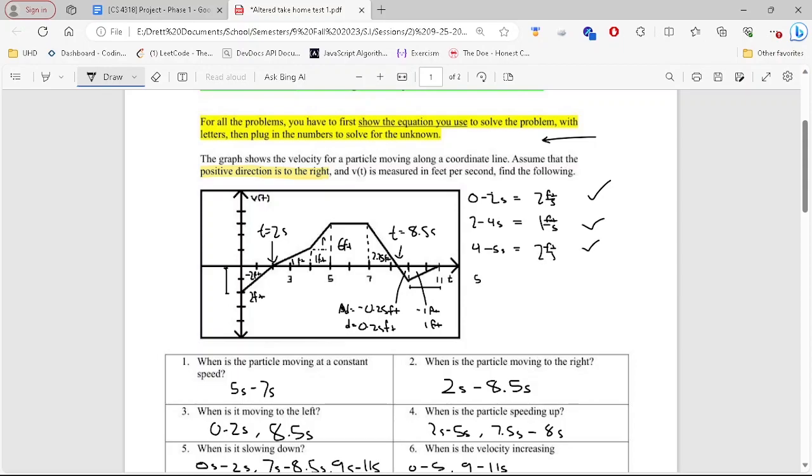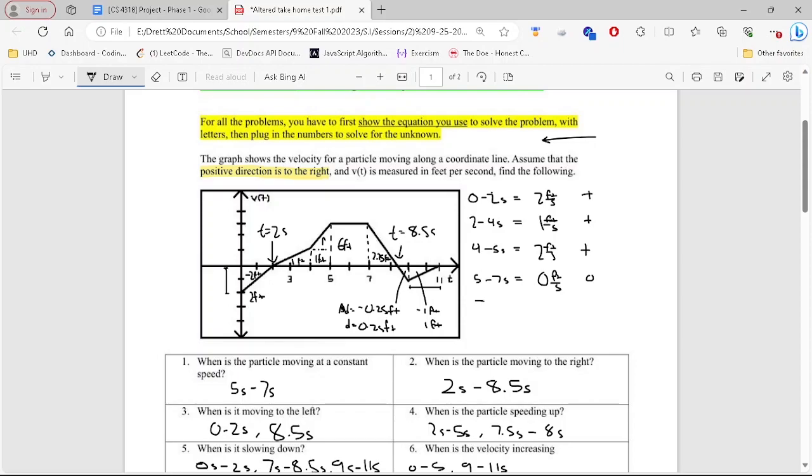Okay, so 5 through 7. At 7 seconds, the final velocity was 3. The initial velocity at 5 seconds was also 3. So the difference is 0 feet per second. Is this positive? No, it's not. It's neutral. It's neither negative nor positive. So the acceleration here is not positive. Let's note that so that we don't have to do this work again. This is positive, positive, positive, neutral.